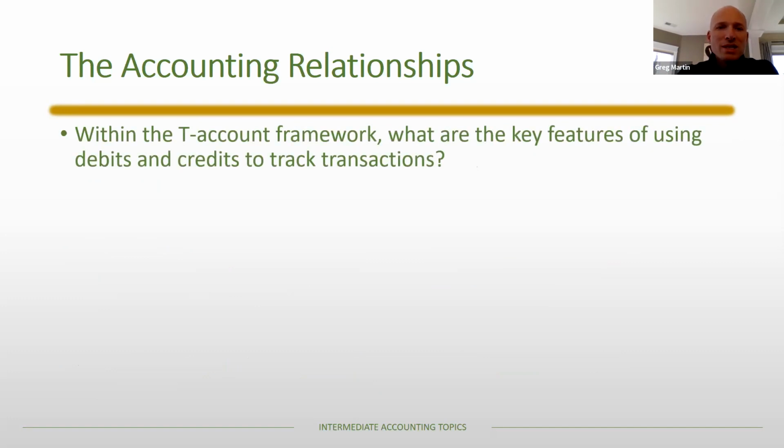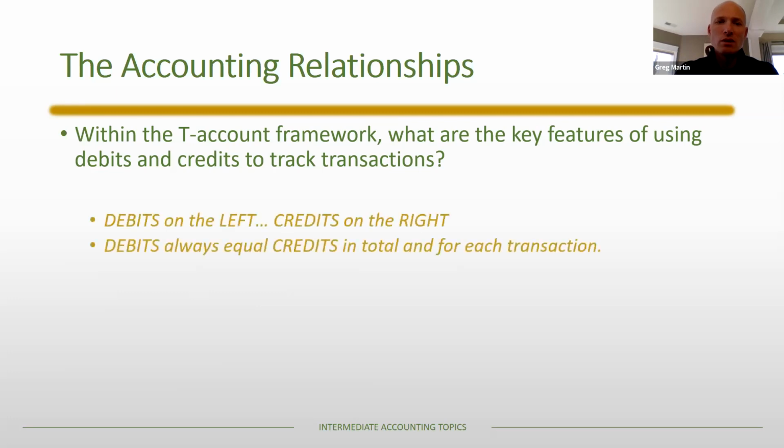So within the T account framework, what are the key features of using debits and credits to track transactions? There are two truths with debits and credits that you always have to understand. The first one, again, this is a mechanical thing. Whenever you're thinking debits and credits, always think debits are on the left, credits are on the right. Debits are on the left, credits are on the right. And the second thing that must always be true is that debits will always equal credits, both in total and for each transaction.